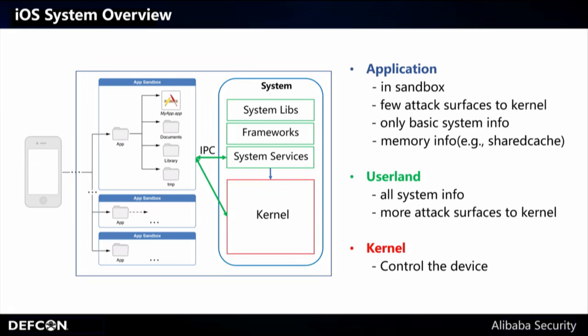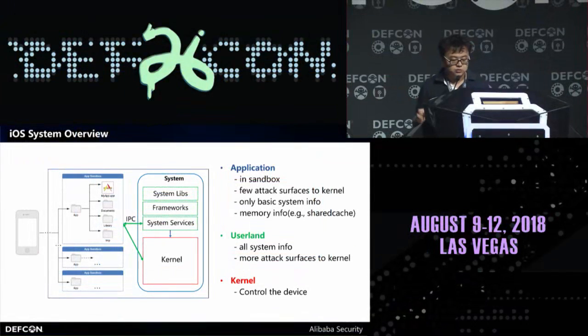Firstly, let's have a look at iOS system. There are three levels in iOS system. The first level is sandbox applications. There are quite a few attack surfaces to the kernel in applications. The second level is userland system services, including some services called Mach services. In these system services, we can have more attack surfaces to the kernel. And the third level is the kernel.